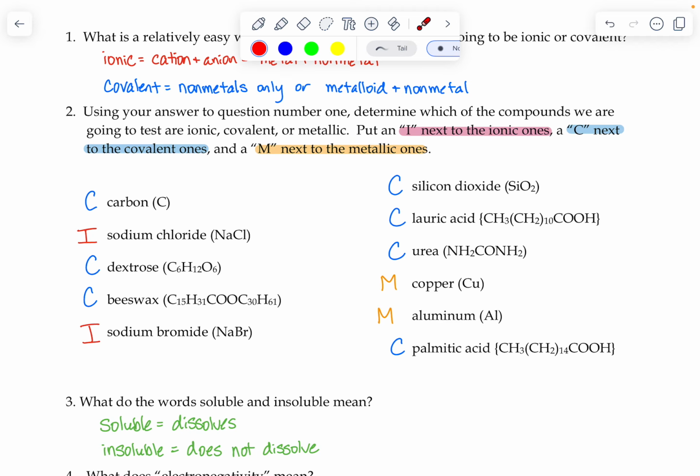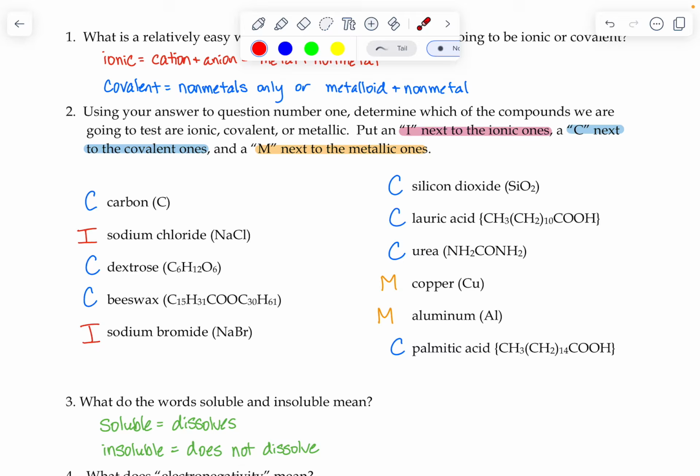Just in case you don't remember, the metals are to the left of the staircase line on our periodic table, and the nonmetals are to the right. Metalloids are the ones that hug the stairs, everything except aluminum. We call him a straight-up metal.